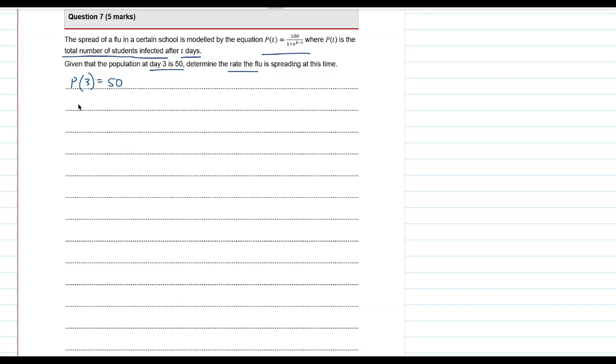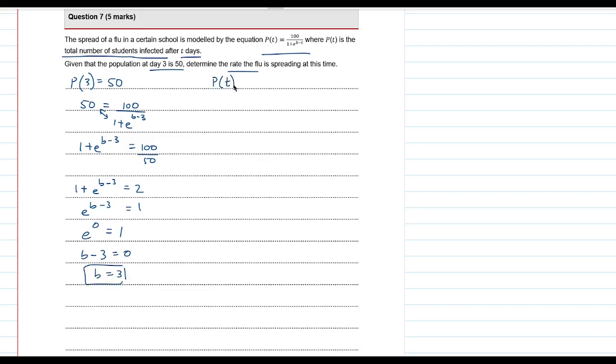So let's sub that into the equation. Crossing these two over, we're going to get 1 plus e to the b minus 3 equals 100 over 50. Minusing 1 on both sides gives us this. At this point, we know that e to the power of 0 equals 1. So b minus 3 equals 0, so b equals 3. So we can write our equation now as 100 over 1 plus e to the 3 minus t.